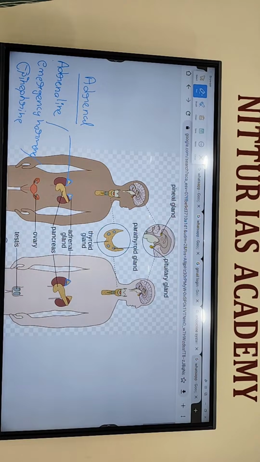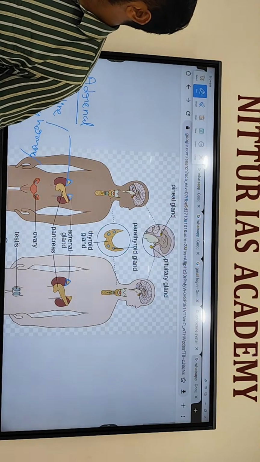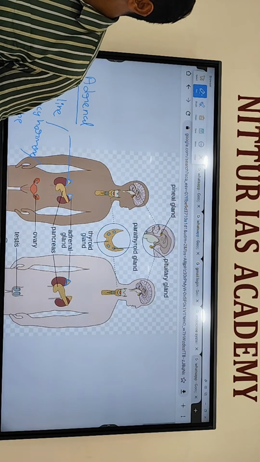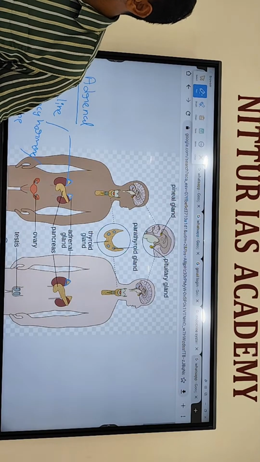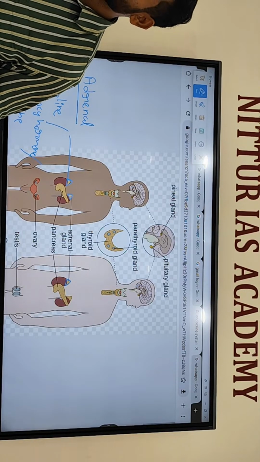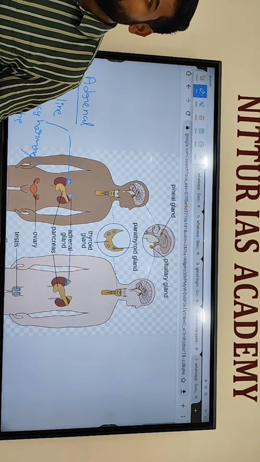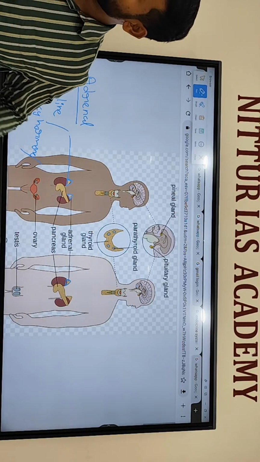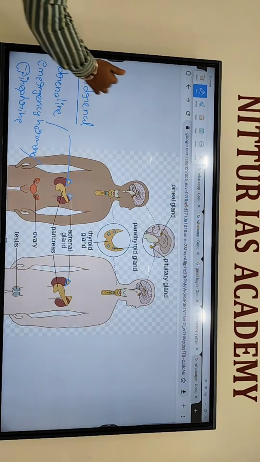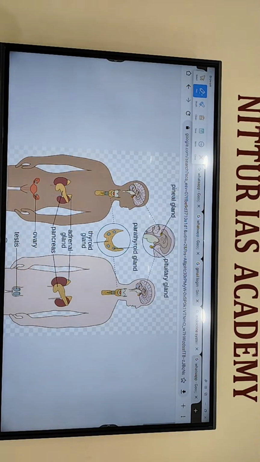Adrenaline controls the emotions. It is the emergency hormone. During the time of emergency, adrenaline is secreted. When you are moving on your bike at 150 plus kilometers, zigzag, fast, you feel the adrenaline rush. During emergency situations, adrenaline is produced.